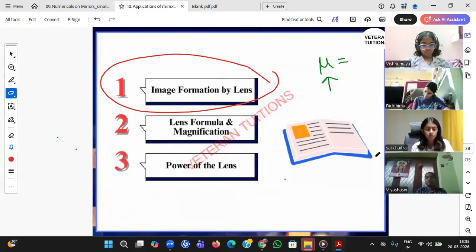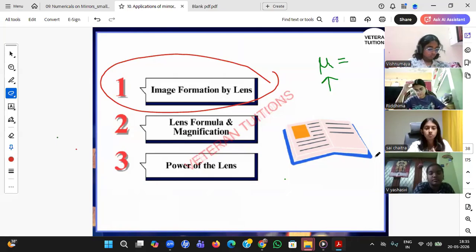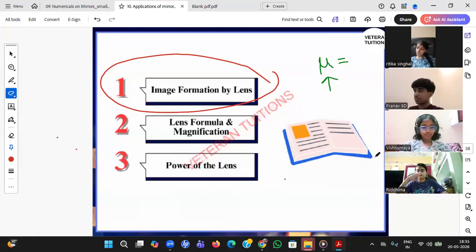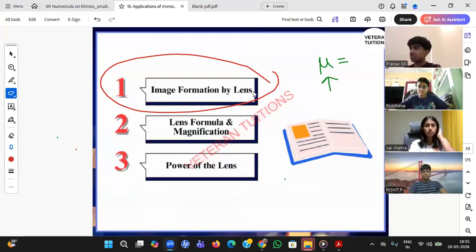Anybody? Sai Chaitra? What is refractive index? Come on, say. Yes, Vishnu Maya. Forgot. Sin i by sin r. My God. Sin i by sin r. Where did you bring this from? Pranav is also giving the same answer. That is Snell's law, whenever light passes between two different mediums. But refractive index, yes, Lavanika.